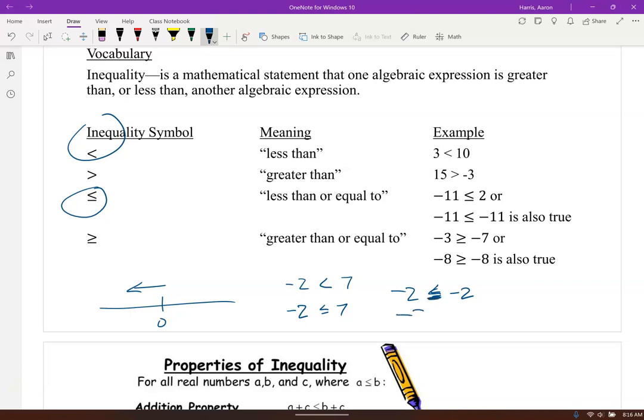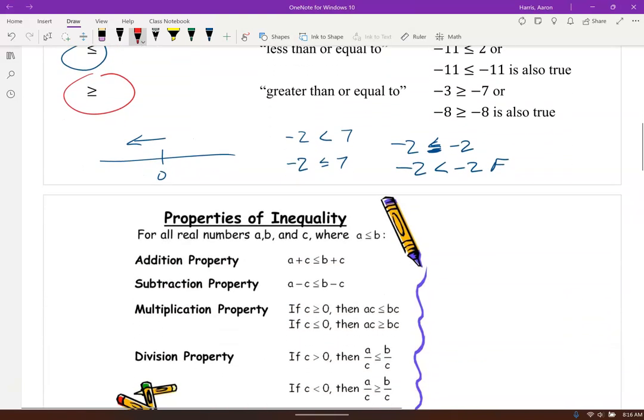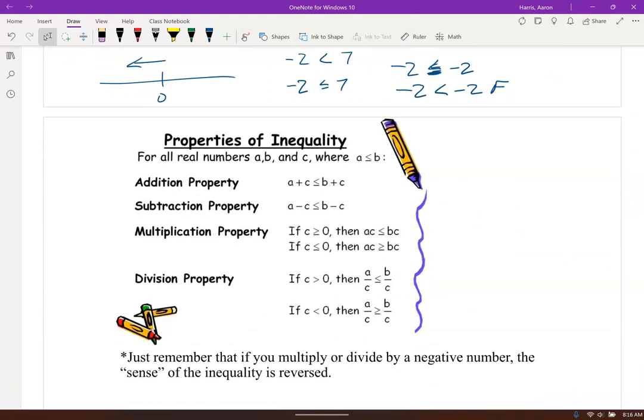Or equal to. Is negative 2 less than negative 2, though? That's false, right? So, or equal to means it could be equal to as well, right? Then, of course, we've got the greater than symbol and the greater than or equal to. The properties of equality also hold for inequalities, right?